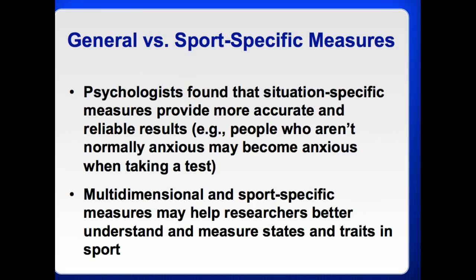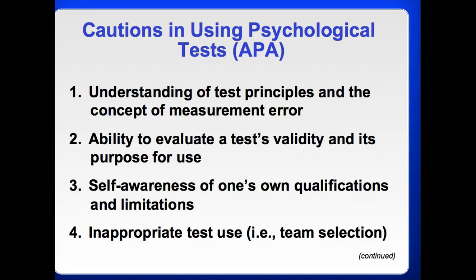General versus sport-specific measures. Psychologists found that situation-specific measures provide more accurate and reliable results. Example: people who aren't normally anxious may become anxious when taking a test. And multidimensional and sport-specific measures may help researchers better understand and measure states and traits in sports.